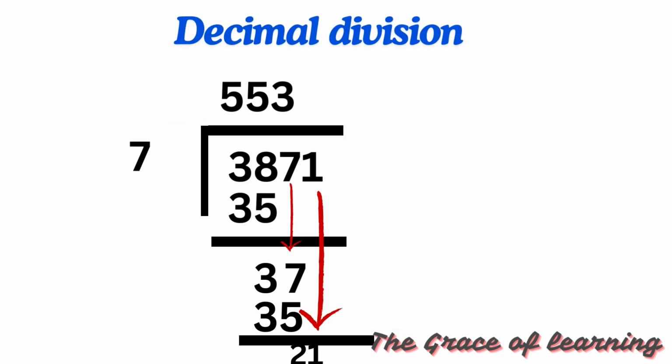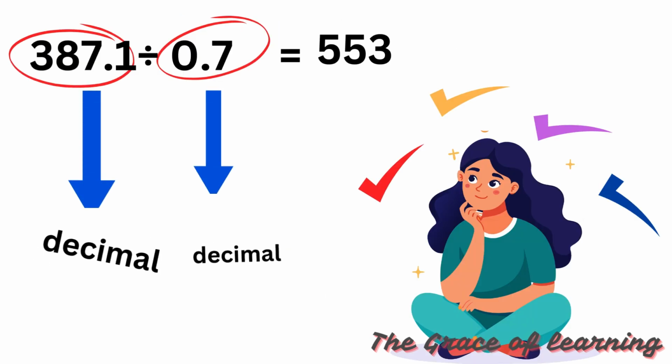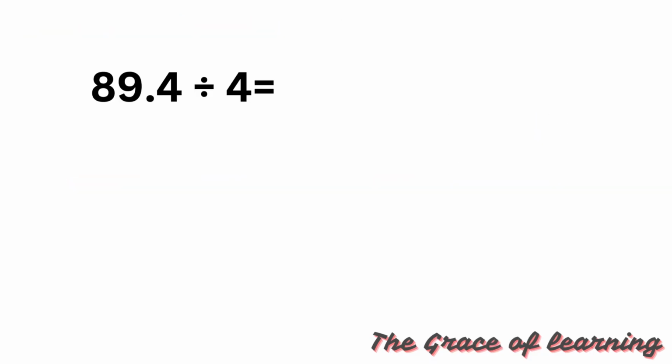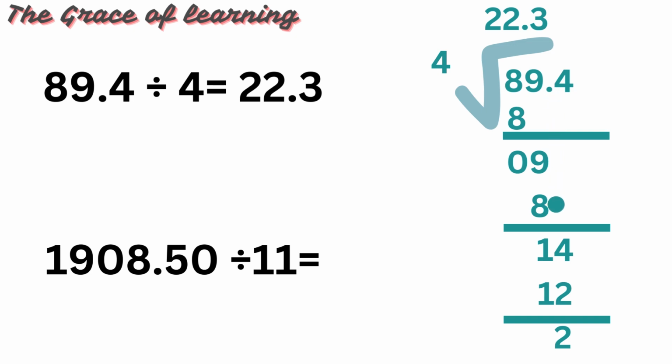Now it's 3,871 divided by 7. It's easy now. Pause the video and try this problem. If you tried it, this is where your long division might have come to a stop.